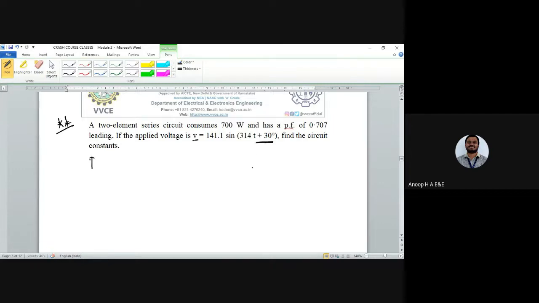It consumes power of 700 watt. Okay, so this is Vm. Vm would be equal to 141.1 volt. Okay, so Vrms would be equal to 141.1 divided by root 2. So that would be the answer as Vrms, in terms of volt.